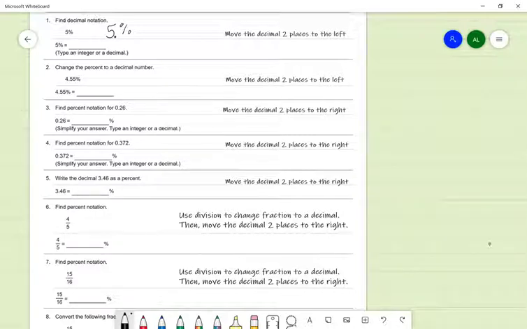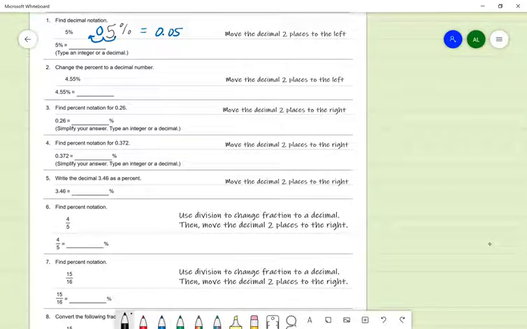So in order to move it 2 places to the left, we will move it once. And in order to move it the second time, we'll have to add a 0 in order to move that twice. So 5% converts to 0.05.